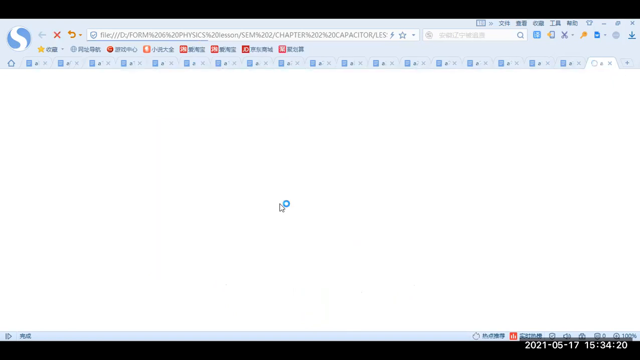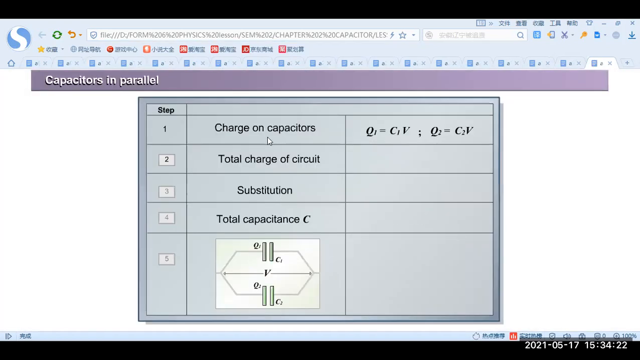Now we look at the capacitors in parallel. Q1 is equal to C1 V1. Q2 equal to C2 V2. Total charge in the circuit, that means Q equal to Q1 plus Q2. That means that if we arrange in parallel, the charge produced will be higher.